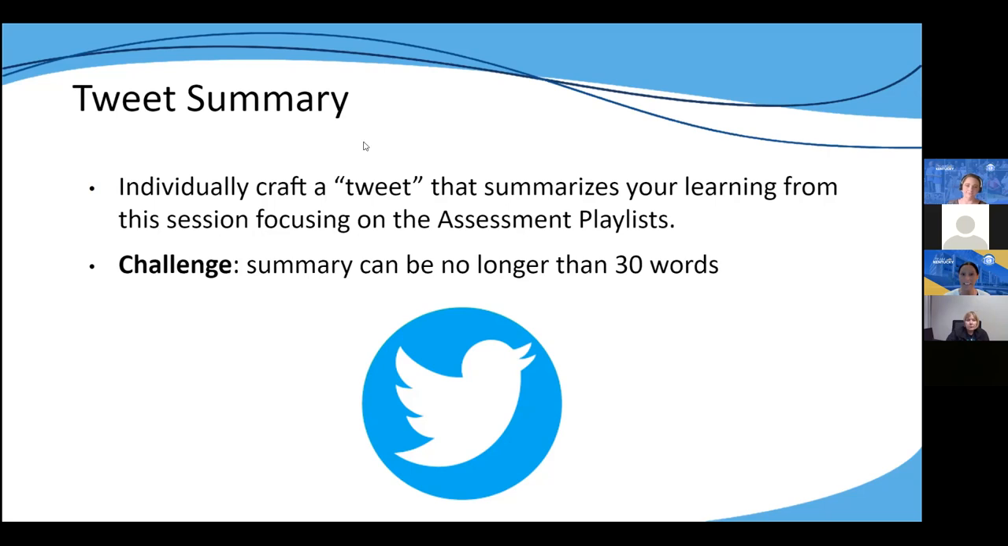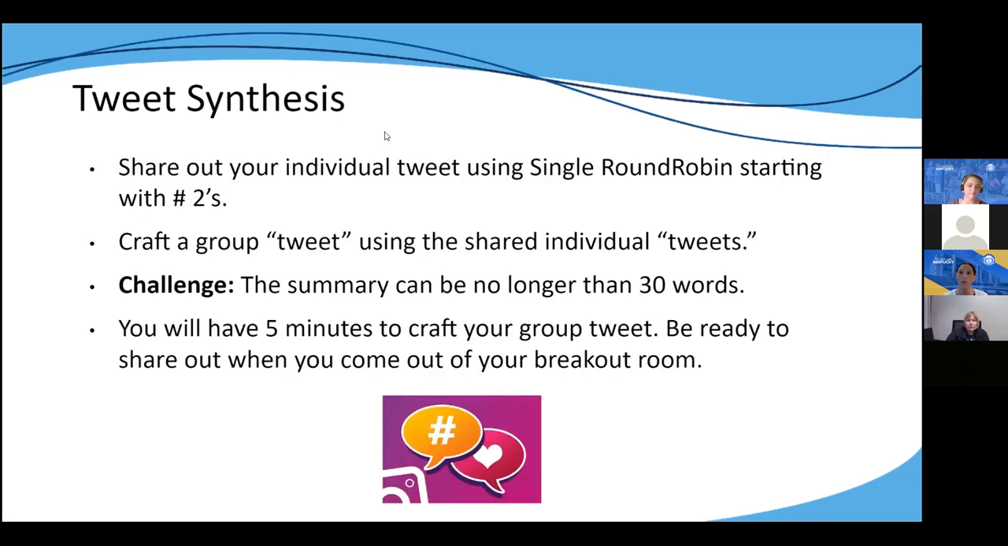Okay, let's come back together and I'm going to give you your next set of directions. So when you go into your breakout room, the first thing you're going to do is a single round robin, and each person is going to read their individual tweets, starting with person number two. So you're going to go in order of person two, three, four, one. Once each person has read their tweet, you are going to work together as a group to take the ideas from the individual tweets and put them into a group tweet.